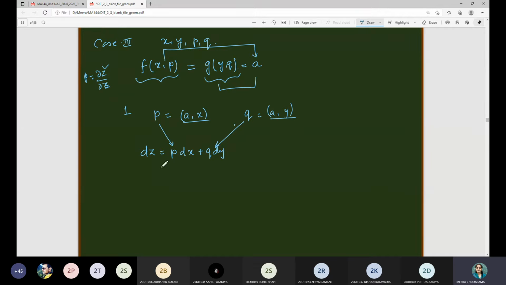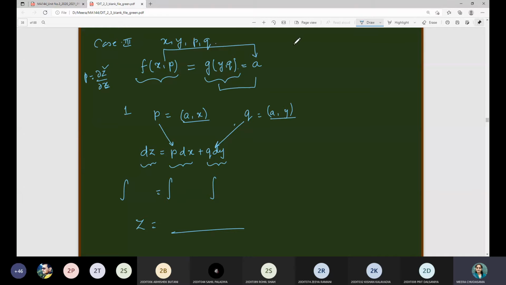So this expression will be entirely in terms of the z variable, the x variable, or the y variable. After integrating the corresponding terms, you will have the solution z equal to something in terms of p, x, q and y. So I will repeat the procedure again.